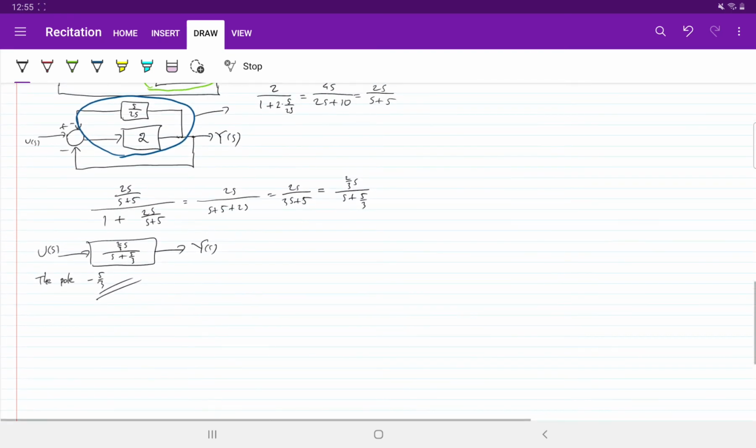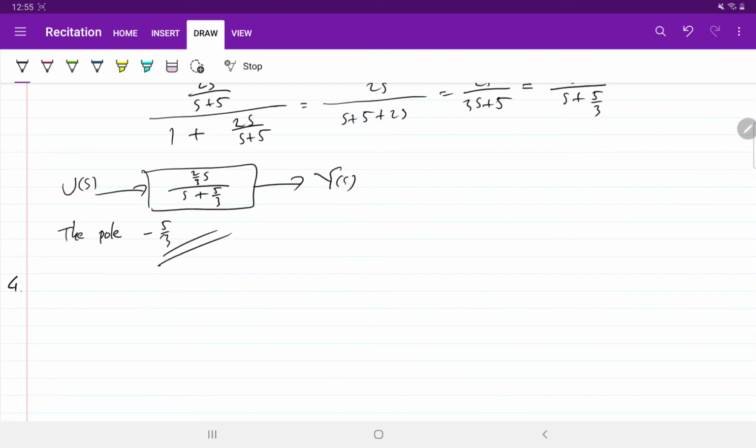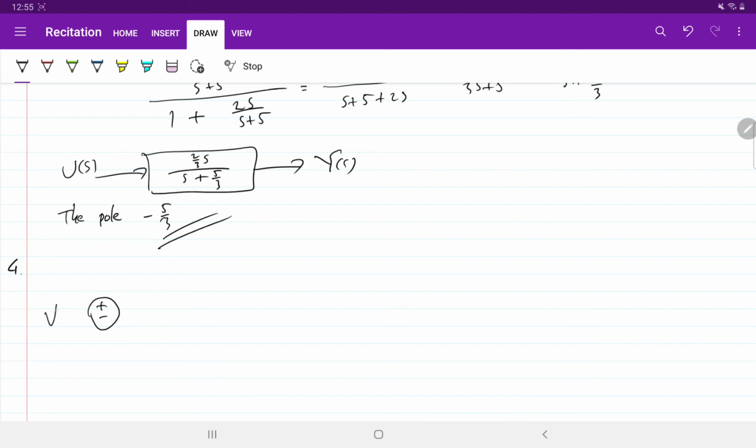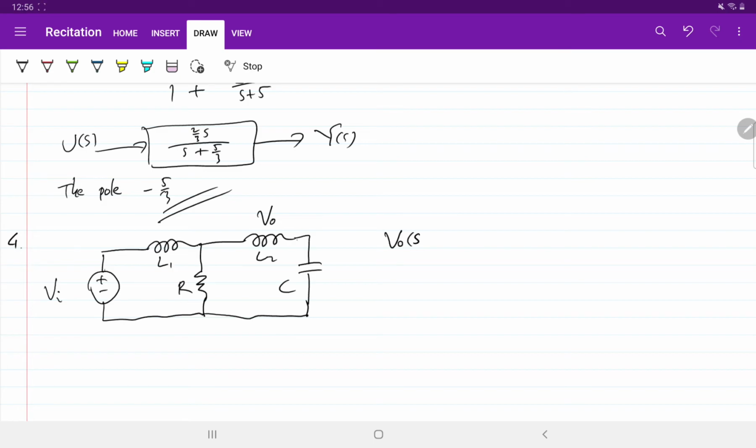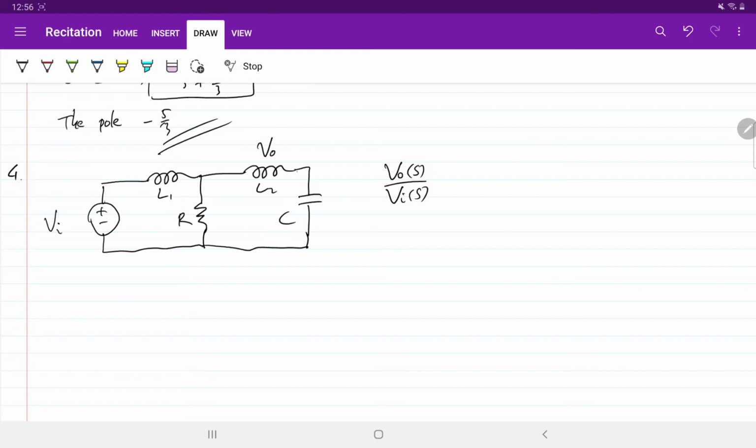The last problem, number 4. So problem number 4 is an exam problem from the last semester. So the task is to find the transfer function of the following RLC circuit. So we have 4 components. The first component is inductor L1, and you have a resistor right there in parallel with another inductor L2 in series with capacitor C. And the transfer function corresponds to the output voltage at the second inductor. So we want to find V0 of s over Vi of s. So this is the transfer function.